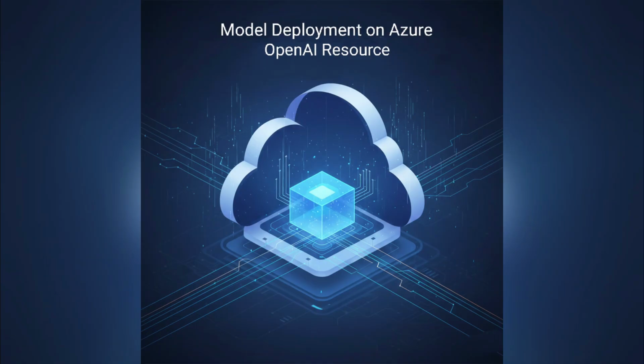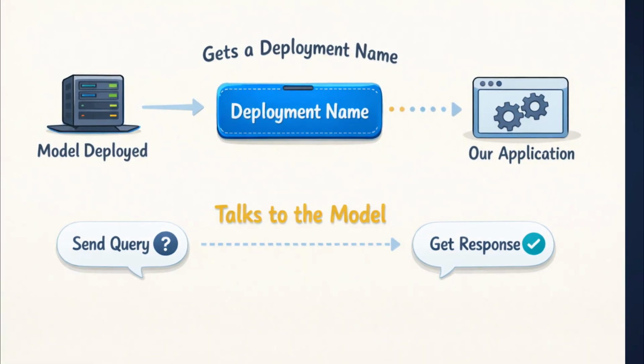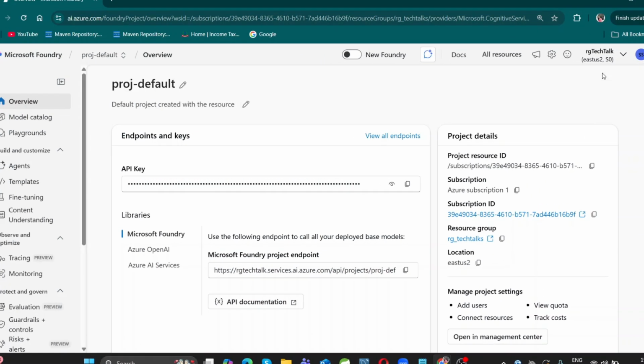Model deployment means selecting a model and making it available inside our resource. Once deployed, it gets a deployment name, and our application will use that name to talk to the model. In this video, let's deploy our first AI model so our application can finally start communicating with it.